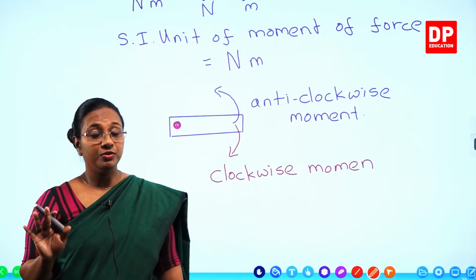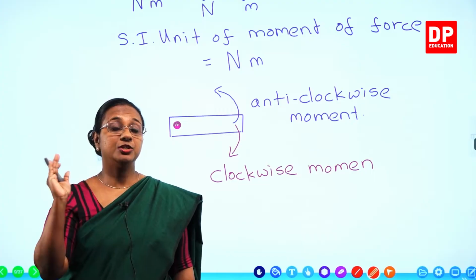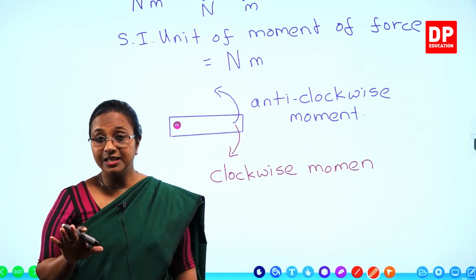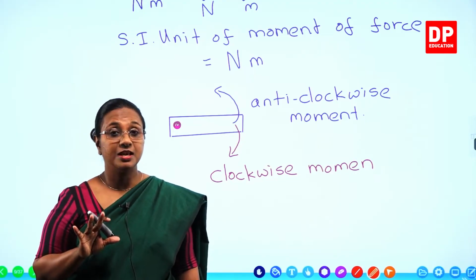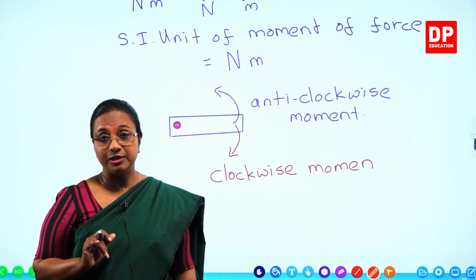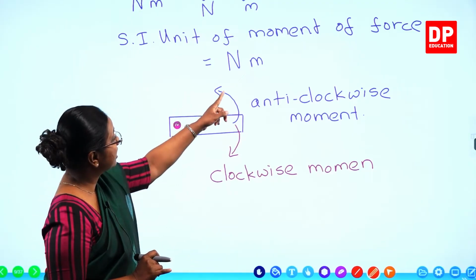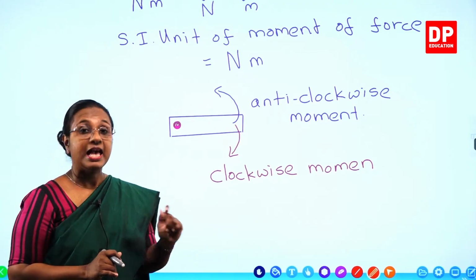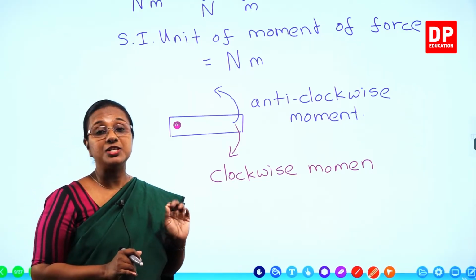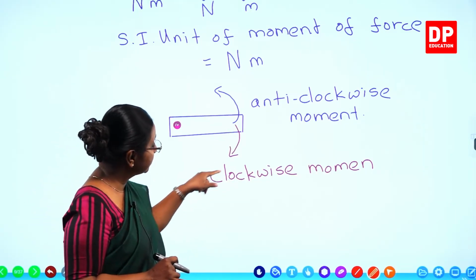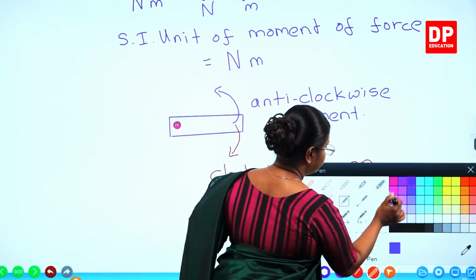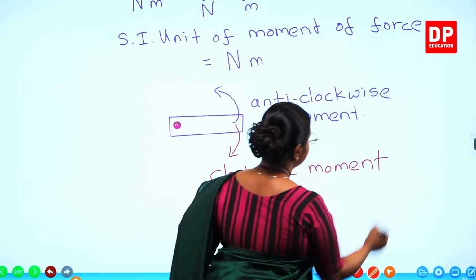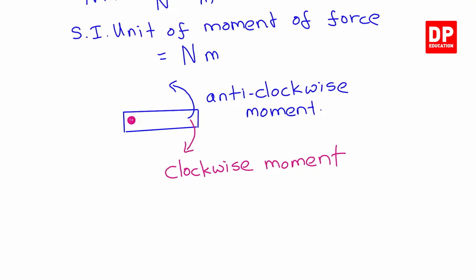So students, you all know, we apply a force, we make the object rotate. That is the turning effect of force, and that is generated by the moment, force into perpendicular distance. Because of that, it has a unit Newton meters. Based on the direction in which the object rotates, if it is in the clockwise direction, we call it clockwise moment. Okay, students. So we have clockwise moment and anti-clockwise moment.